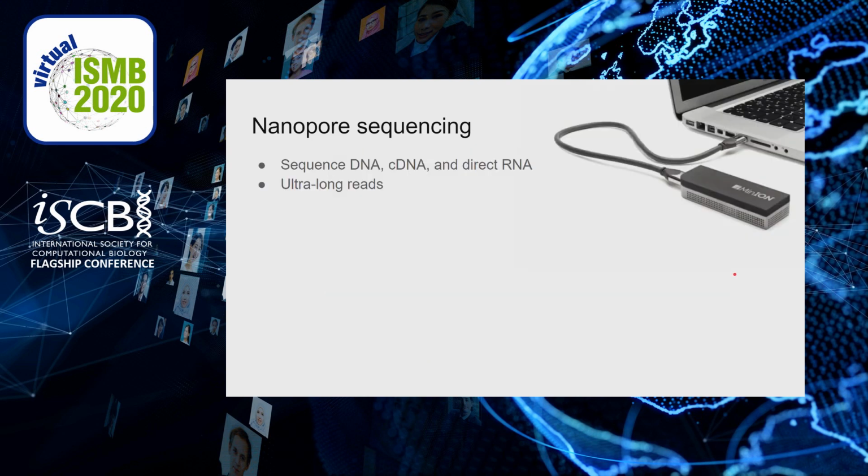So with nanopore sequencing, we can sequence DNA, cDNA, and direct RNA. And in the case of DNA, it produces ultra-long reads up to hundreds of thousands of kilobases. And in the case of cDNA and direct RNA, it can produce full-length reads. And it is also much more portable and cheaper than Illumina sequencing, so you can plug it into a laptop almost anywhere.